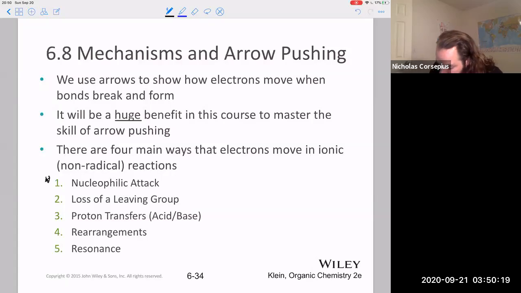You can have a nucleophile attacking an electrophile. The loss of a leaving group, so we'll see what this means in a second. One of the ones that we've already seen are acid-base type reactions or proton transfers. Rearrangements is actually something that's going to be saved for the carbocation lecture, so we won't cover that in this one. And then another one that we've already seen is how this pushing works with regard to resonance structures. So these are the categories that we want to try to understand our reactions through.